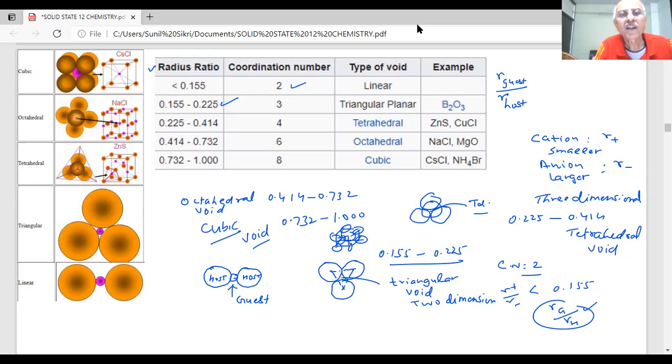In the case of a triangle, you have seen how many will be touching the guest which you have inside it: 3. So the coordination number is 3. Triangular examples are given here. Sometimes they ask what type of site they occupy. This is the example B2O3. B2O3 is an example of the type of void that is triangular planar. This is called a triangular planar void. In a plane, there is a triangle and there is a void. This is 2 dimensional.